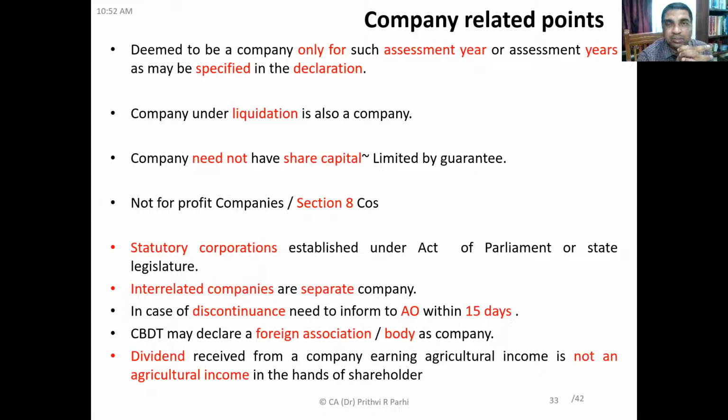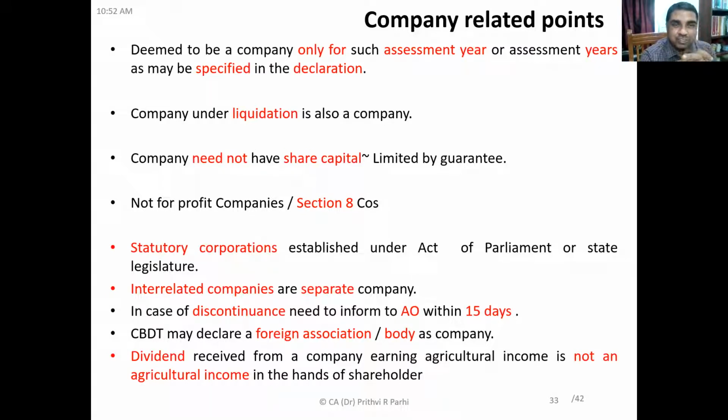First of all, when a particular institution, association, or body is declared by CBDT to be a company, you have to remember it is deemed to be a company only for such assessment year which is specified in the declaration. It's not that permanently it will become a company, but only for that assessment year it is declared as a company. A company which is under liquidation shall also be regarded as a company.